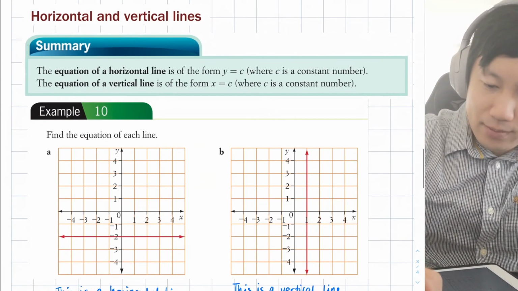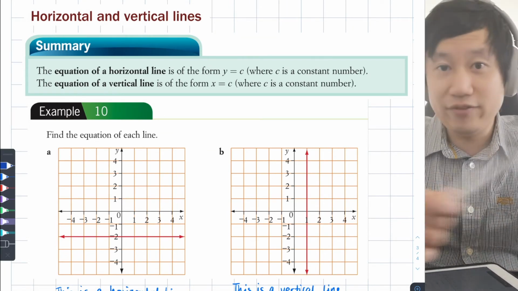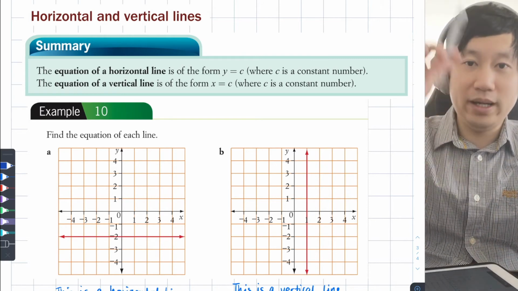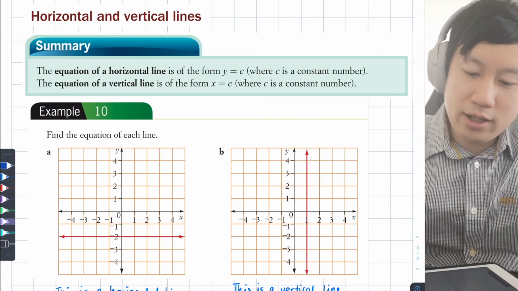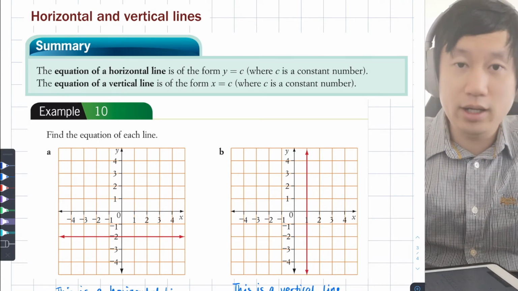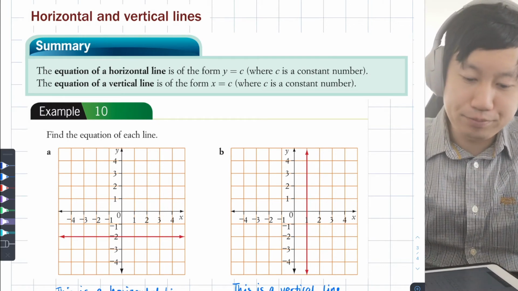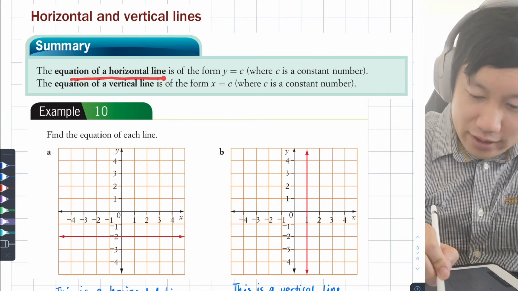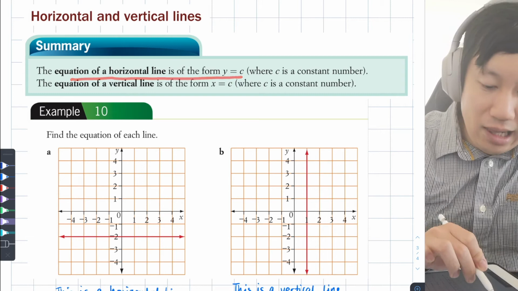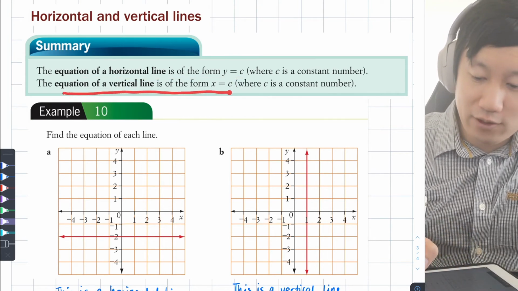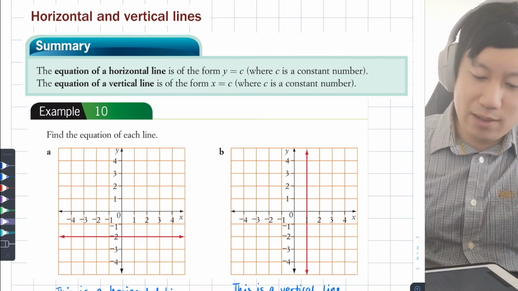One other thing you got to know today is horizontal and vertical lines. Horizontal lines go from left to right, and vertical lines go from bottom to the top, or top to bottom. So there are equations that we can generate when we see horizontal lines and vertical lines. The equation of a horizontal line is of the form y equals c, meaning they have all the same y values. And the equation for a vertical line is of the form x equals c, meaning they have all the same x values. We're going to demonstrate that just by looking at these two examples here.